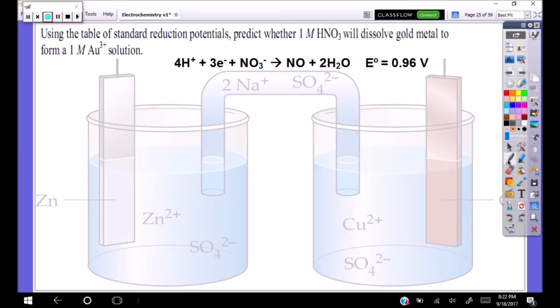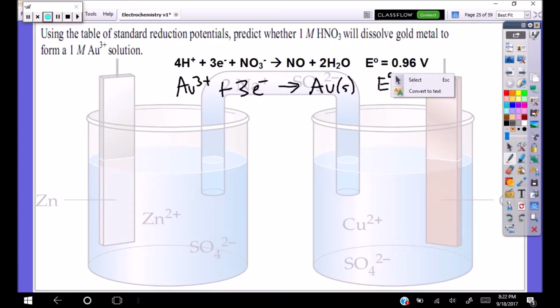We've got Au3 plus and 3 electrons, and we become gold, Au solid, and this is a potential of 1.50.